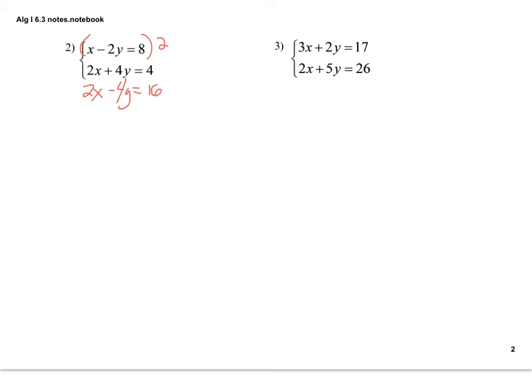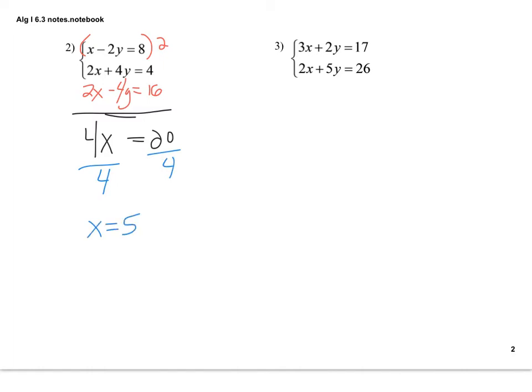Now, if I take a look at my y's right there, they will be able to cancel out. So I'm going to add both of these equations together. I've got 4x. My y's end up canceling out. That's going to be equal to 20. Now I can solve for x, so I divide both sides by 4. x is equal to 5.